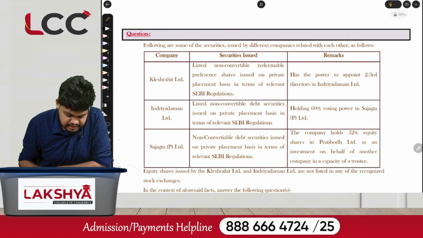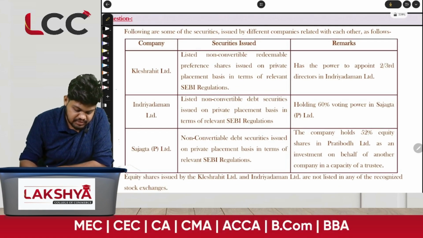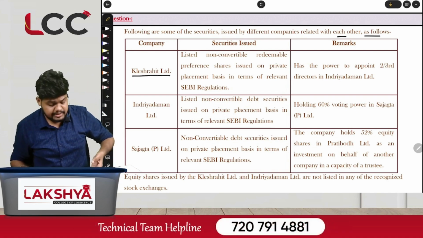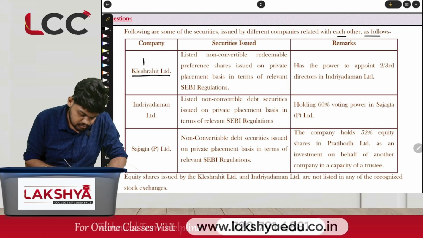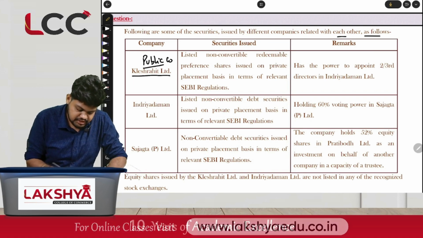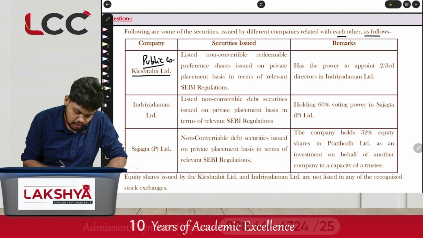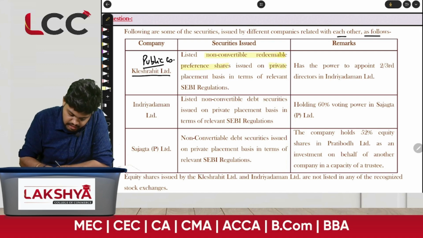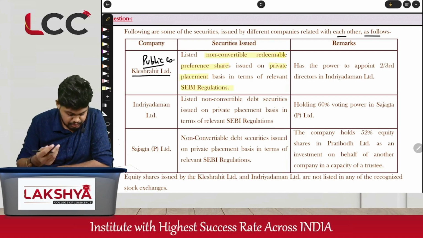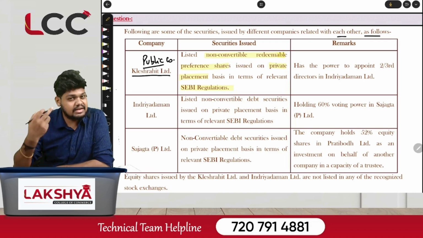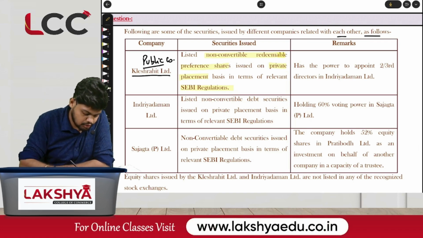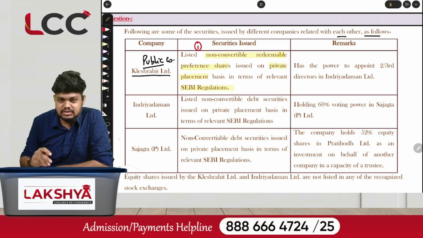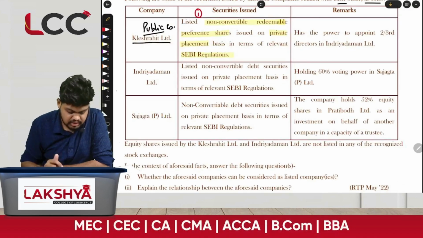Following are some of the securities issued by different companies related to each other. First of all, based on the name itself, I can classify that it is a public company. A public company which has issued what kind of securities? Non-convertible redeemable preference shares issued on a private placement basis. And remember, everything is done on SEBI's regulations because it is an exception. Now start analyzing which part of the exception will apply, 1, 2 or 3. Good, guys, provision 1 applies because they are other than equity securities. So it is not a listed company.